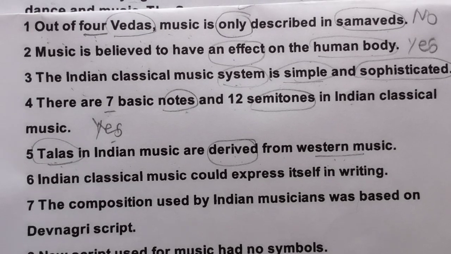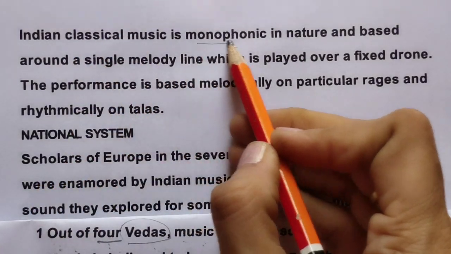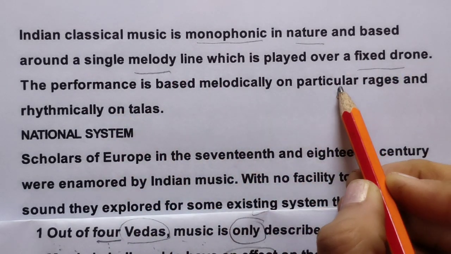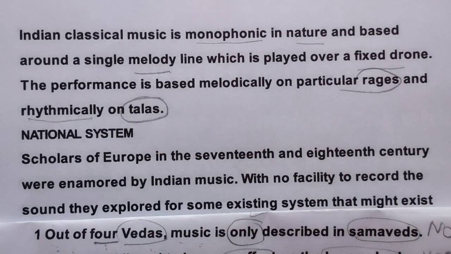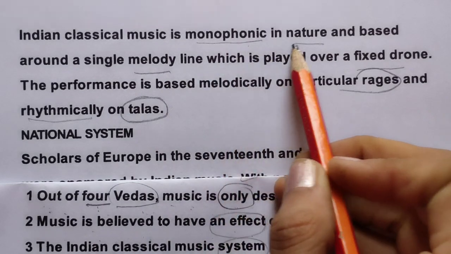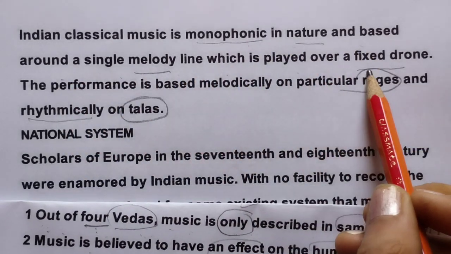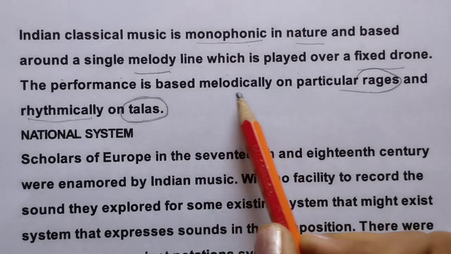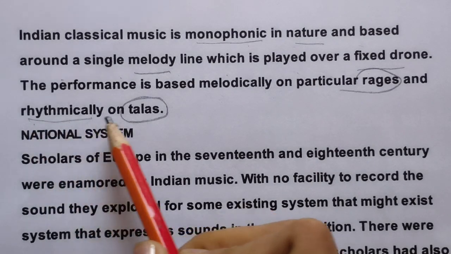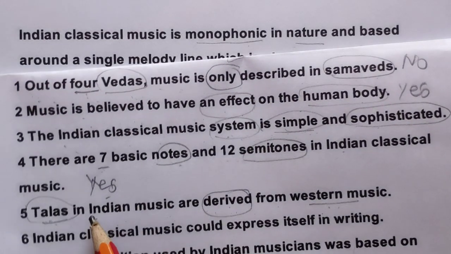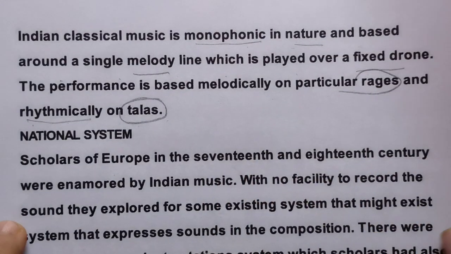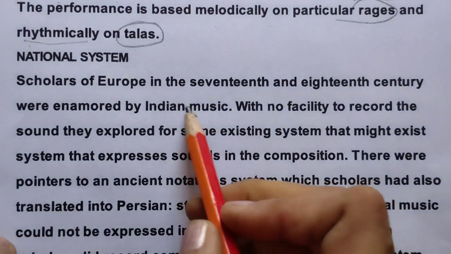See this one. So next page I am on this side by side. If you think that something is different, then you can just check. Ragas, talas is there. Okay, so let's read it. So word we have got it. Indian classical music is monophonic in nature, based around a single melody line which is played over a fixed drone. The performance is based melodically on particular ragas and rhythmically on talas. But they have not talked about talas being derived from Western music. Nothing is given, but yes, we can read another paragraph also.